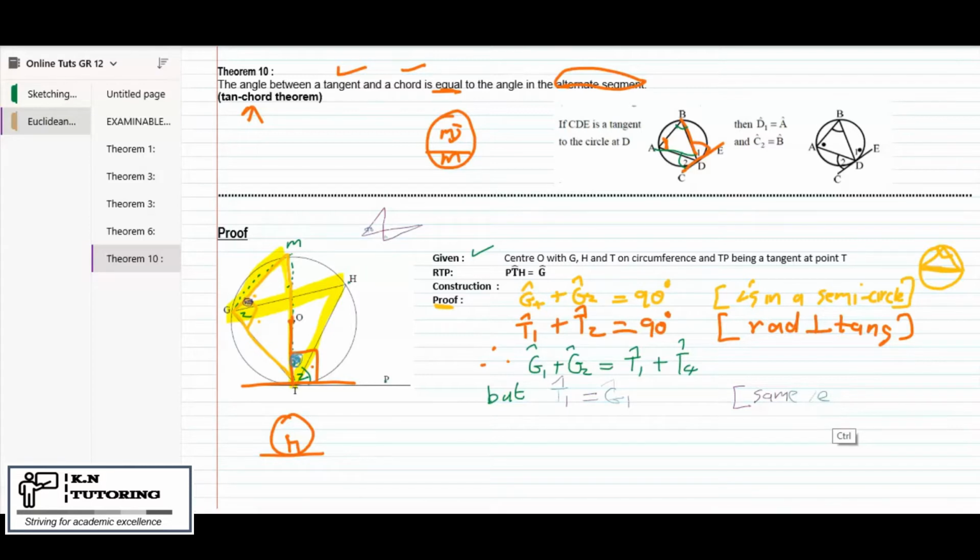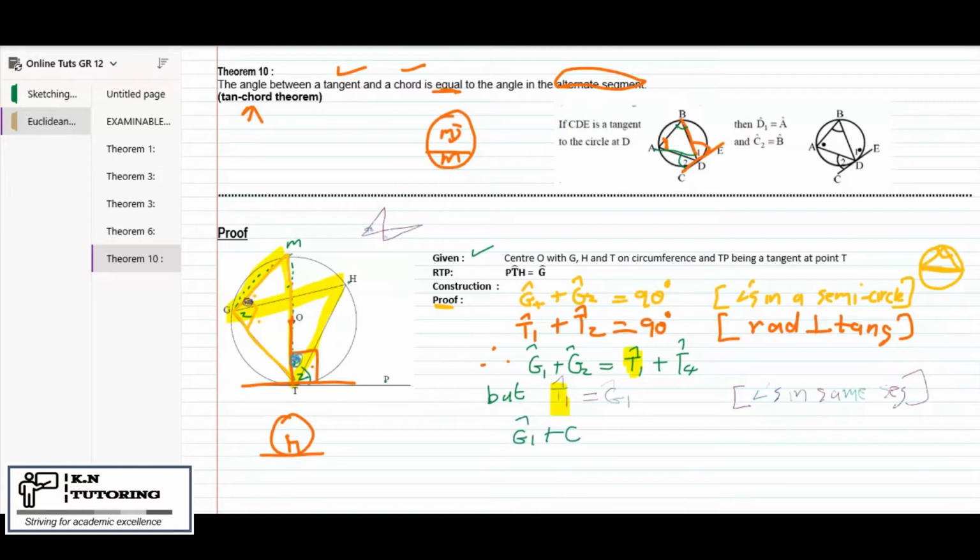Okay, let me write this. Yeah, this is a very bad color, but we're almost done. So we call it this, angles in same segment. Okay, so what does it mean? It means from this equation where I see T1, where I see T1 here, I can substitute G1. Simple as that.